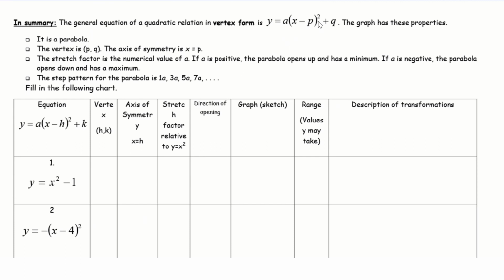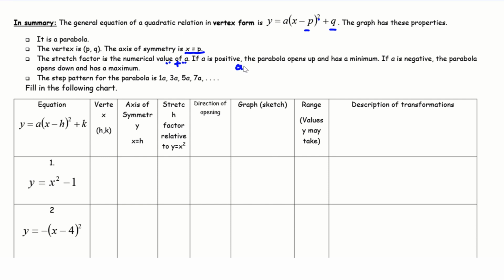So from this one, if the highest degree for the variable x is 2, it is a parabola, and the vertex is (p, q). The axis of symmetry is x equals p. The stretch factor is the numerical value of a, which means it is always positive. If a is negative, we ignore the negative sign.